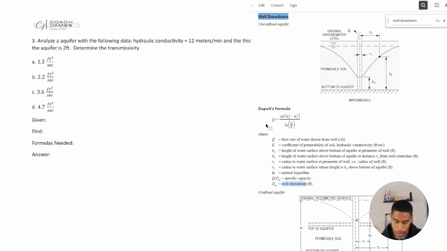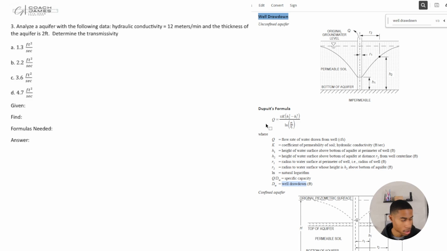Let's look at number 3. Number 3 says analyze an aquifer with the following data. Hydraulic conductivity is equal to 12 meters per minute, and the thickness of the aquifer is 2 feet. Determine the transmissivity. Okay. So we are given what information?